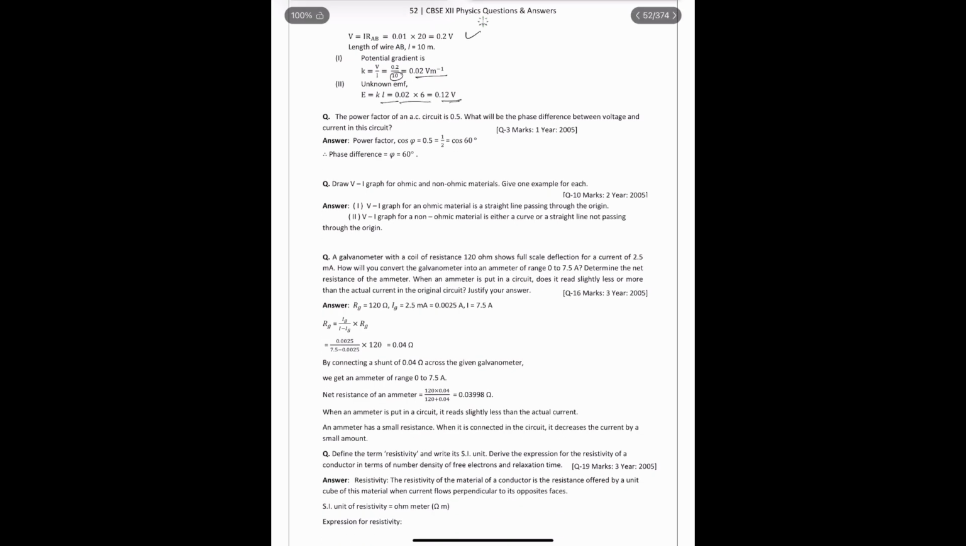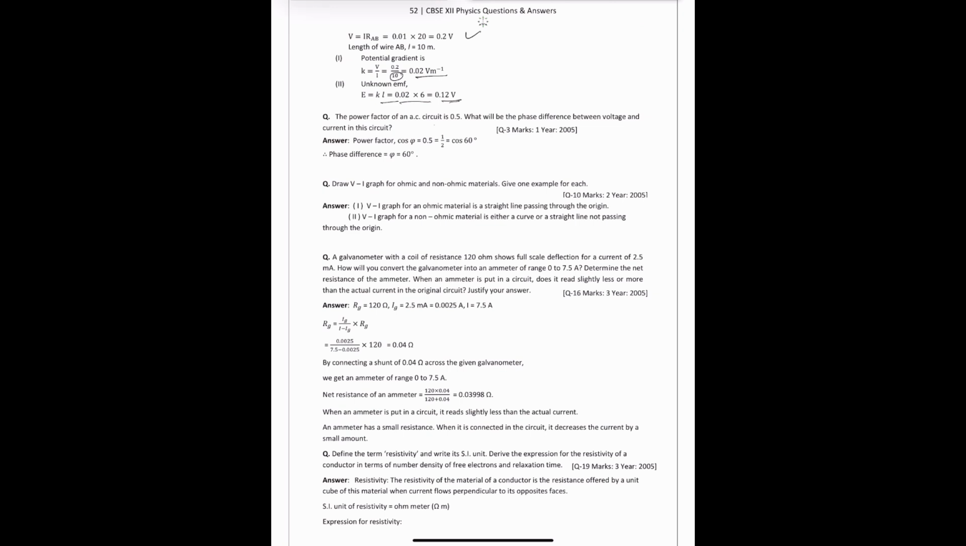Gradient means potential by distance. Temperature gradient means temperature by distance, correct? So also find the value of the unknown EMF. So this is the current. Current is equal to voltage by total applied resistance. Potential difference across AB, then we calculate the potential difference, and potential gradient is potential by distance. 10 meter long is the length. This is the way. So the unknown EMF is equal to K, the potential gradient, into the balance length, L1. So this is the value of the unknown EMF.